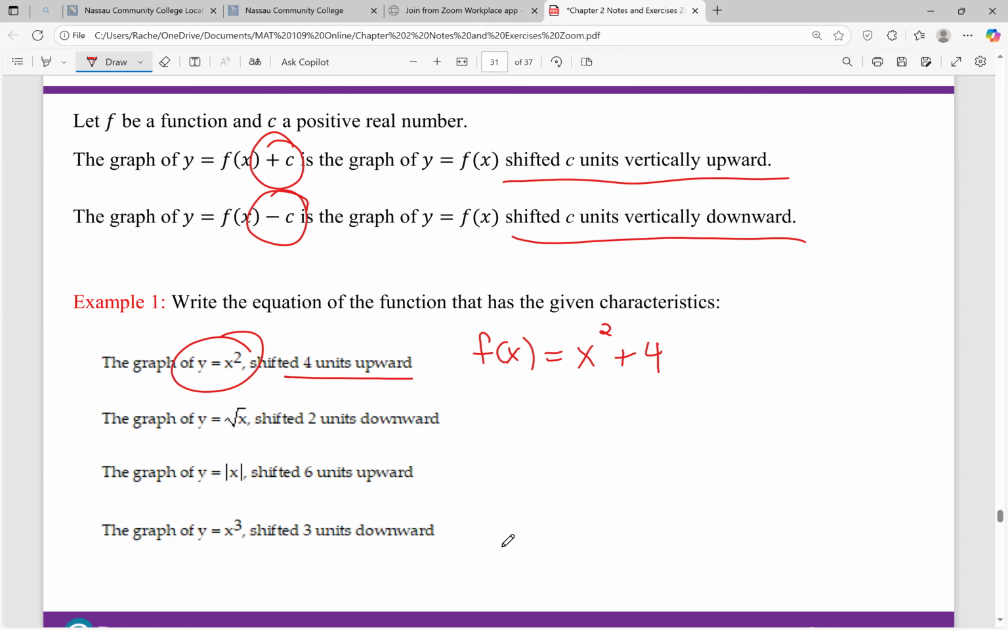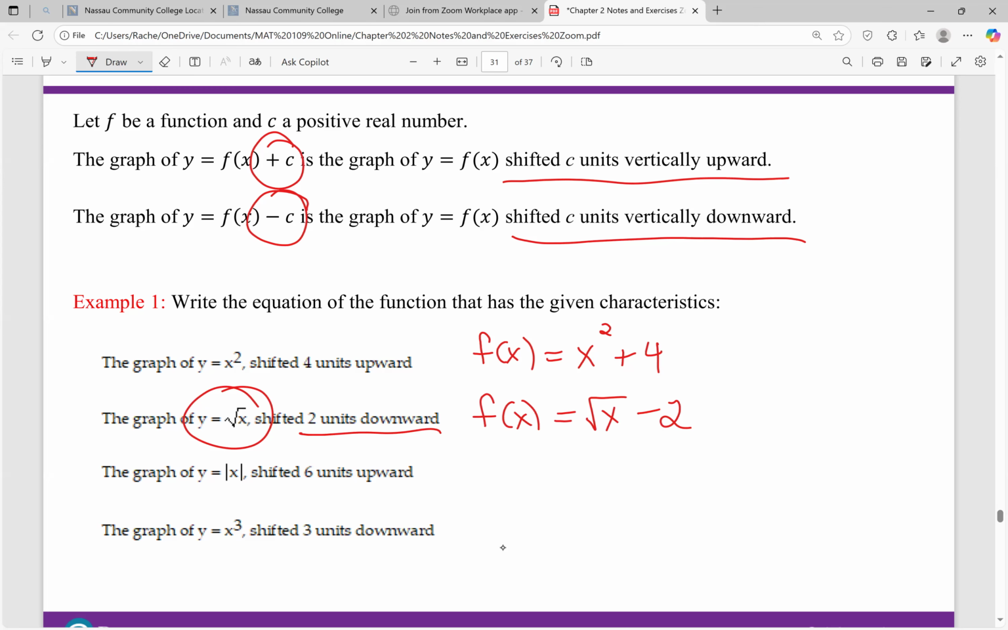So let's look at the next one. Write the equation of the function that has the given characteristic. The graph of y equals square root of x, that's my square root function, but we're going to shift it 2 units downwards. So the equation is f of x equals the square root of x, but we want to move it vertically downwards, so we're going to subtract 2.